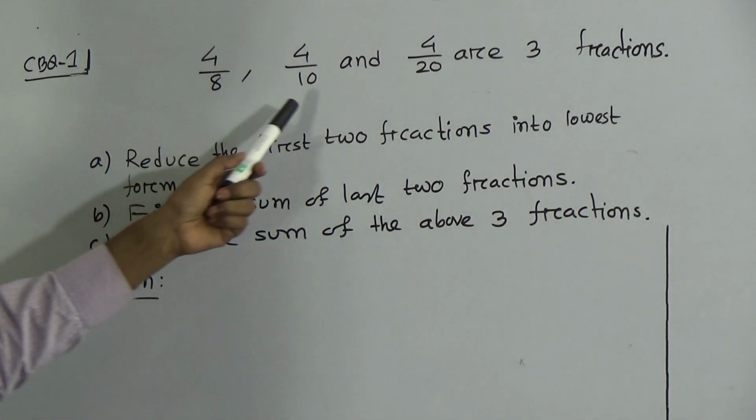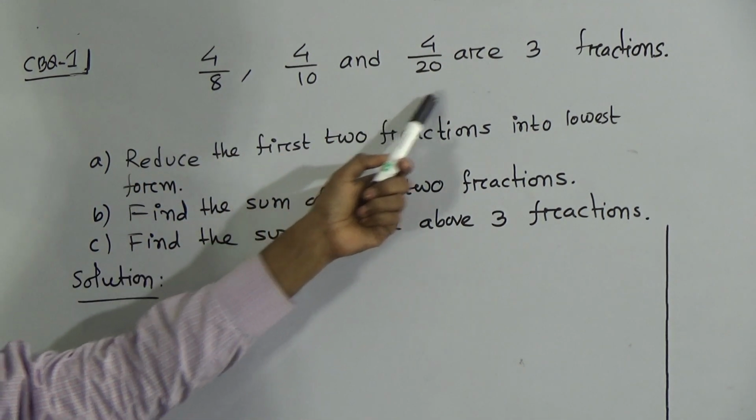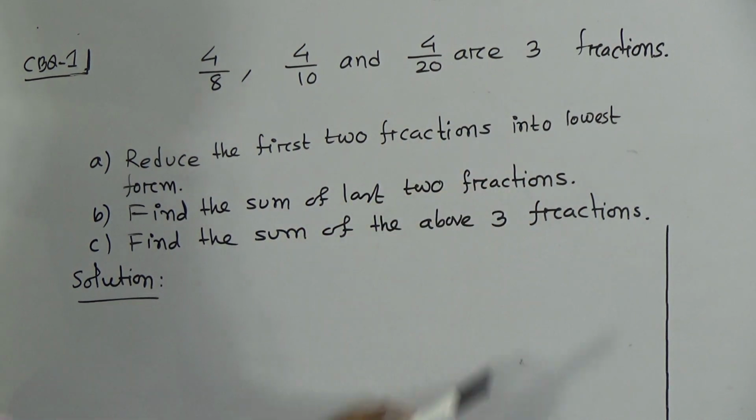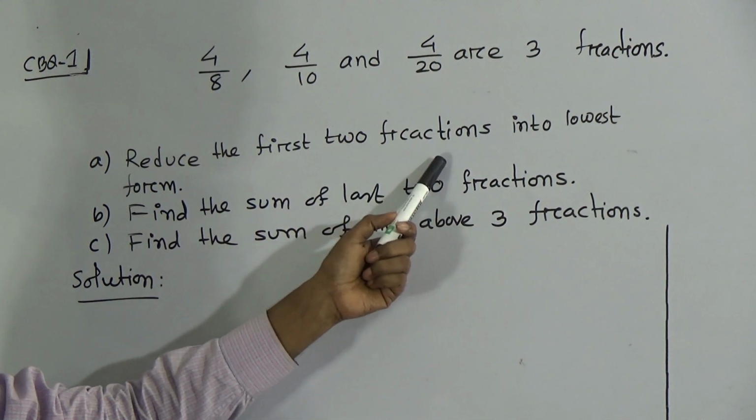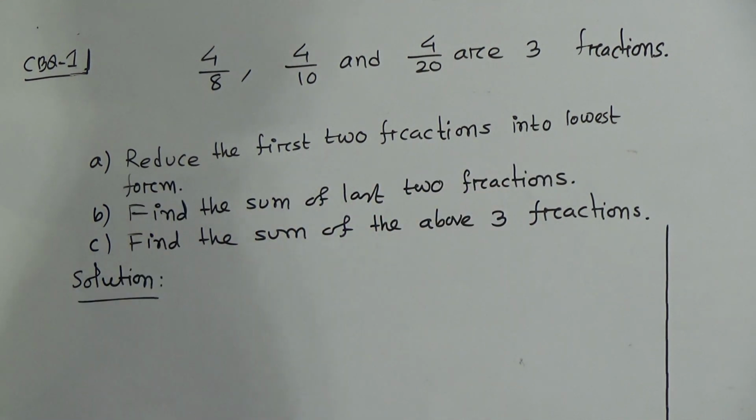4 by 8, 4 by 10 and 4 by 20 are three fractions. A number, reduce the first two fractions into lowest form. Look, this type of math we have practiced in 8.8 exercise 1. Okay.